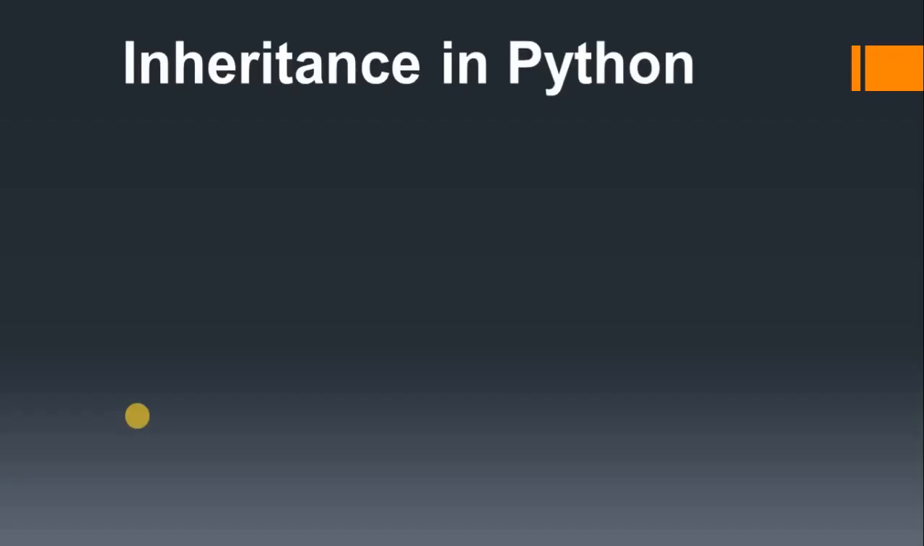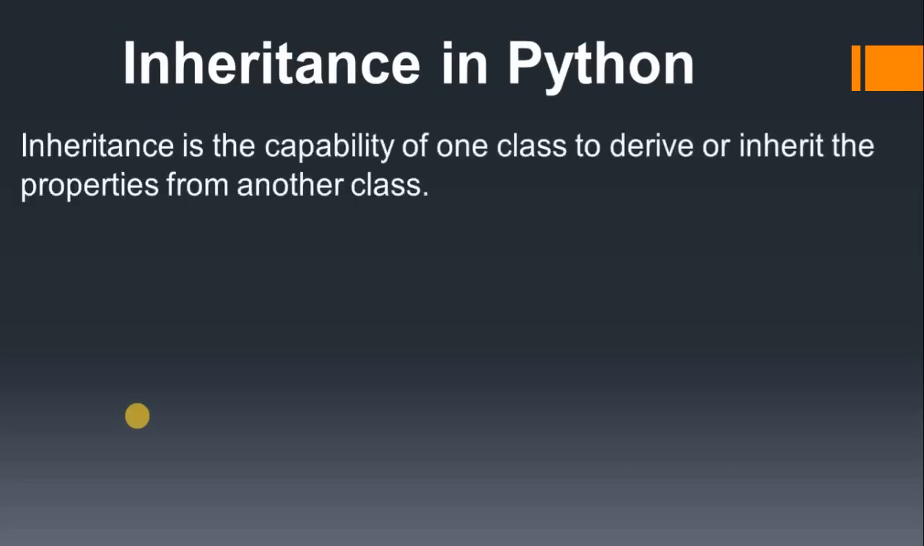Guys, in this tutorial we will discuss the inheritance concept in Python. So inheritance is the capability of one class to derive or inherit the properties from another class. By reading this line, maybe you will get some confusion, so I will give you an example here.